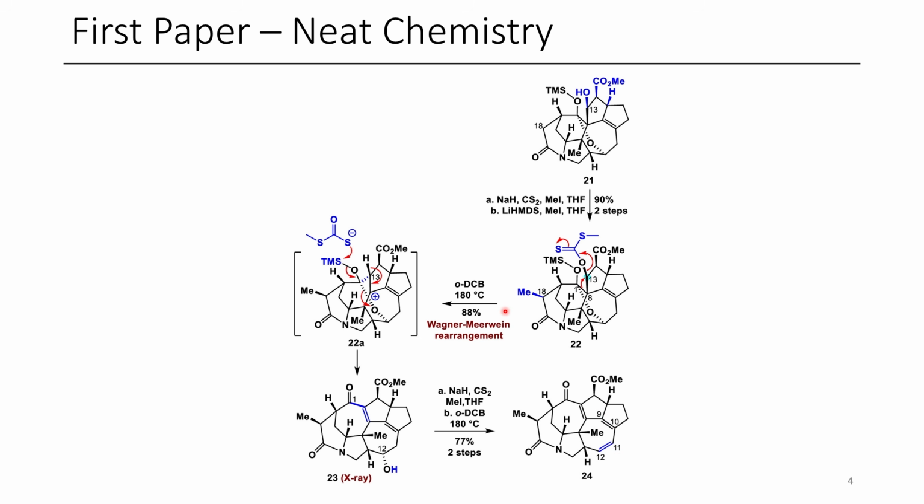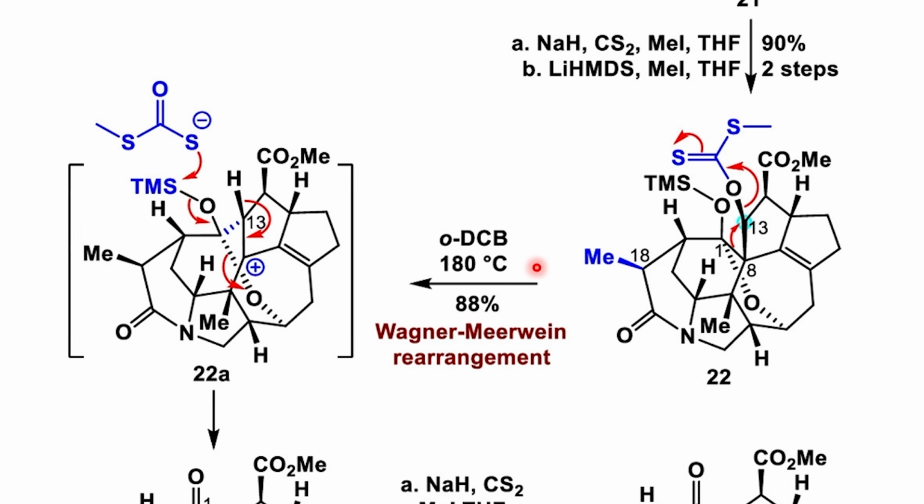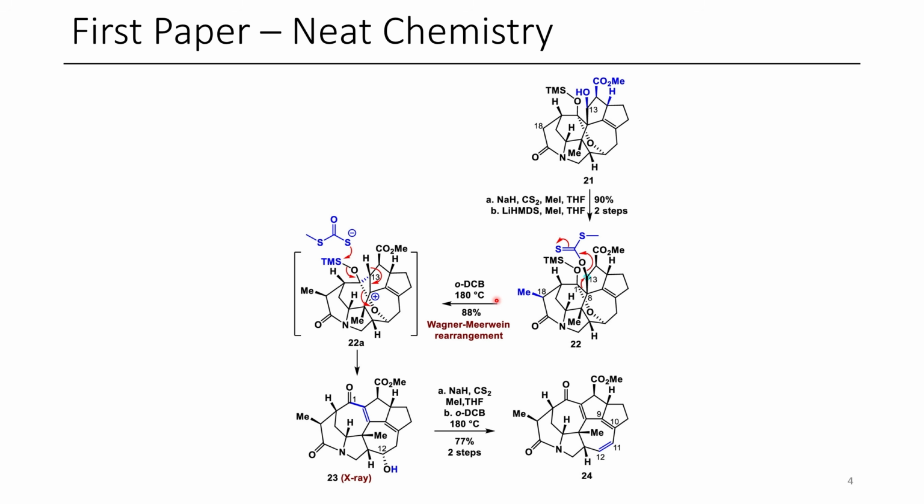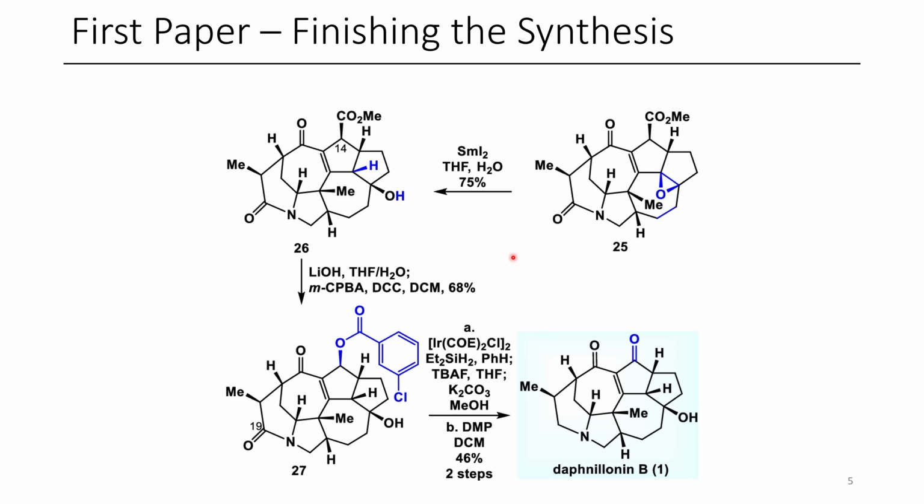Now, the conditions for a Chugaev rearrangement are rather harsh. That's why orthodichlorobenzene is used as the solvent, and you can see that this is done at 180 degrees, so the fact that this whole molecule just tolerates that is quite impressive. Now, a couple other steps just to finish off here.